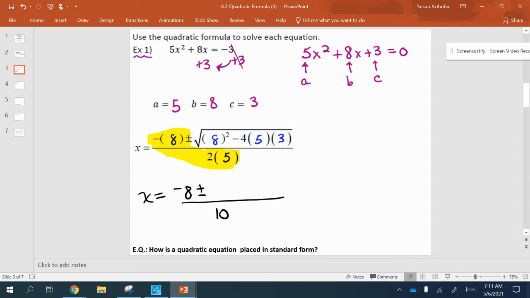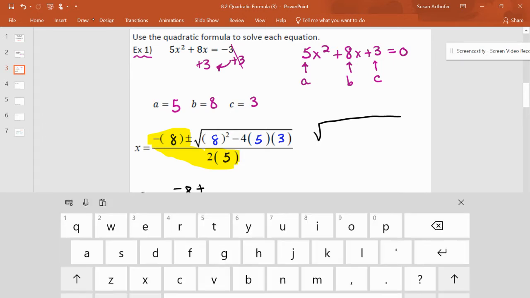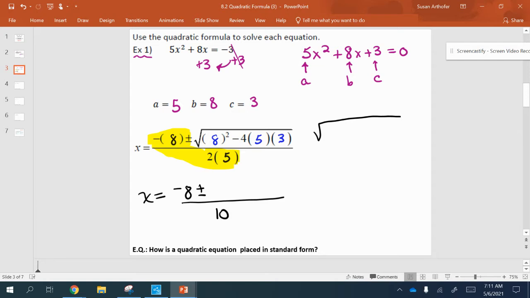Now you can focus on the radical, okay? So we're going to draw the radical. We're going to take care of this first item. 8 squared is 64. And then we're going to cross it out. Now watch your sign. A -4 times a +5 times a +3. This is where the most student errors occur. So a negative times a positive times another positive would still be a negative. Draw your sign. And then just worry about the numbers. 4 times 5 is 20. 20 times 3 is 60.